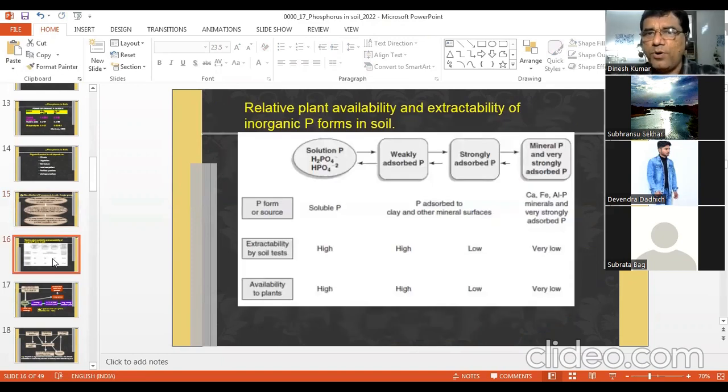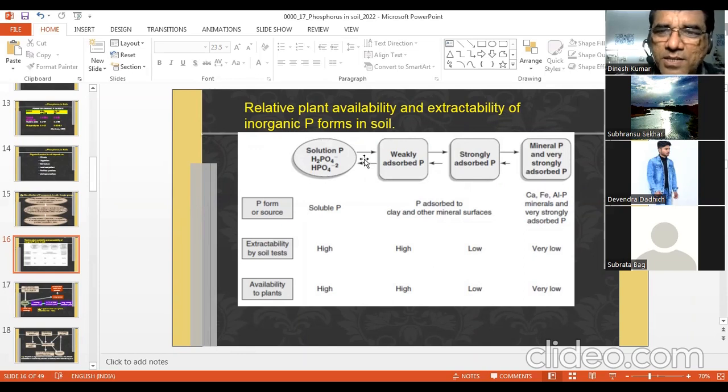Now see some more characteristics of these labile and non-labile forms, and also soluble phosphorus. So, relative plant availability and extractability of inorganic phosphorus from forms in soil. Dear students, I tell you, this is a very interesting, very scientific topic, phosphorus in soil, phosphorus in fertilizer. So I hope you will enjoy it and concentrate on this.